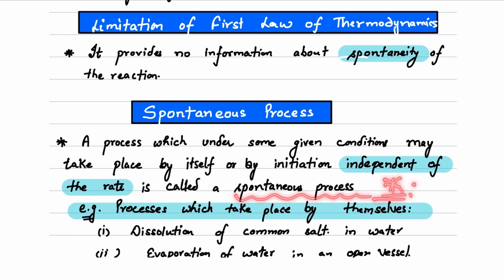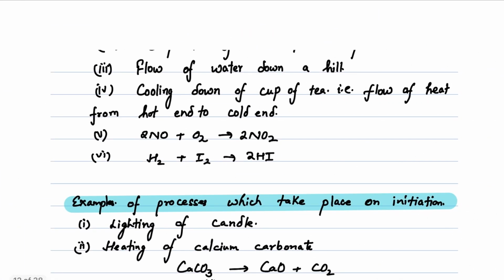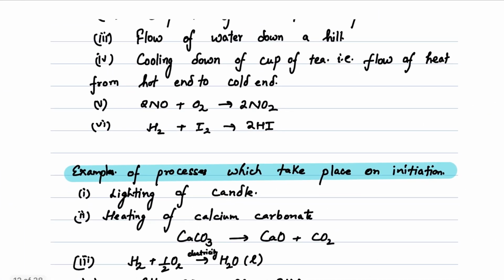Now let's discuss examples of spontaneous processes that take place by themselves. The first one is the dissolution of common salt in water. The second one is the evaporation of water in an open vessel. The third one is the flow of water down a hill. The next one is the cooling down of a cup of tea, that is, the flow of heat from the hot end to the cold end. The next one is the reaction between nitric oxide NO and O2 to form NO2. And the last one is the reaction between hydrogen and iodine to form HI.